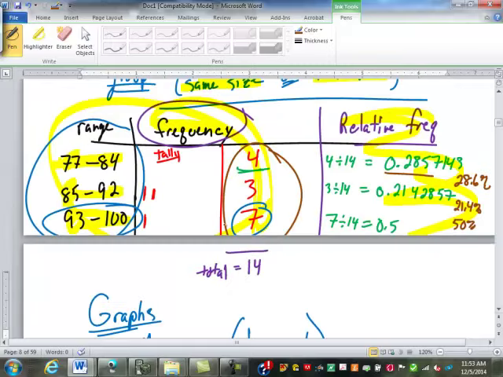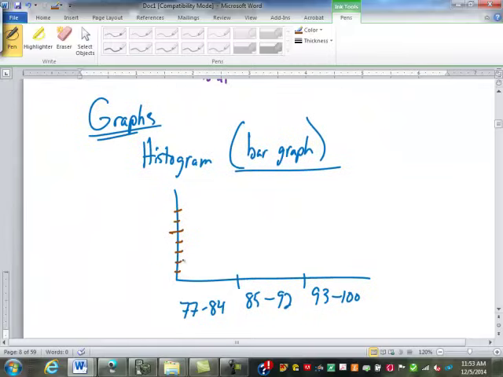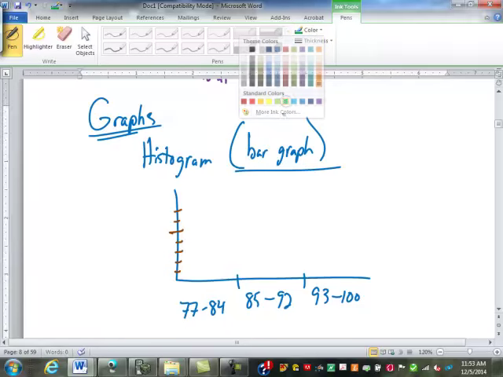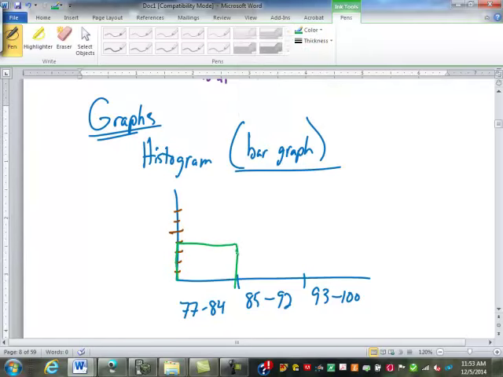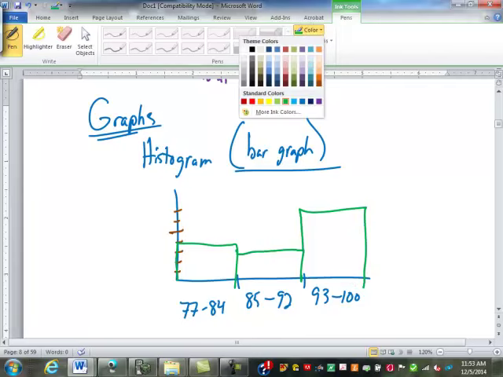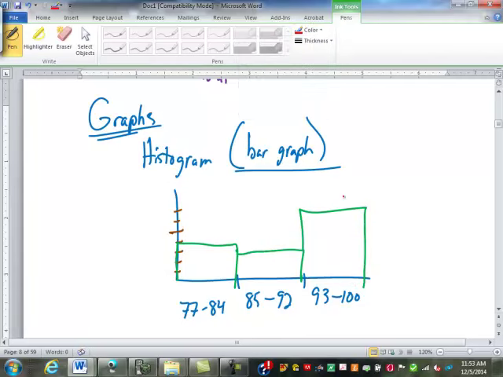So we had 4. If I draw my bars here, we had 4 that were in this group, 3 that were in this group, and 7 that were in that range. Now here we can very quickly look at this and see. Boy, the most common grade was the 93 to 100. The least common grade was the 85 to 92.